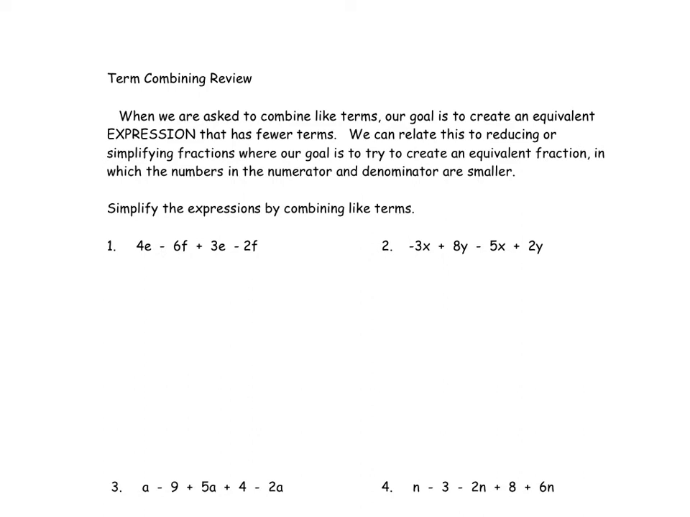So if I start out with this first term, which is 4e, I'm looking for another term that has an e, and I see 3e. Now I want to make sure that I take the operation sign in front of it. The rest of the terms do not have an e, so I'm going to gather up 4e, and this plus 3e I'm going to read as a positive 3e.